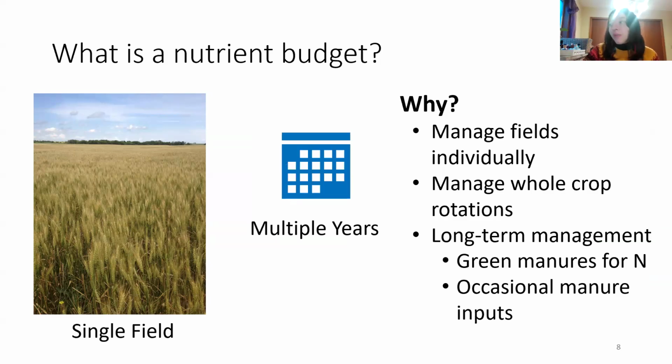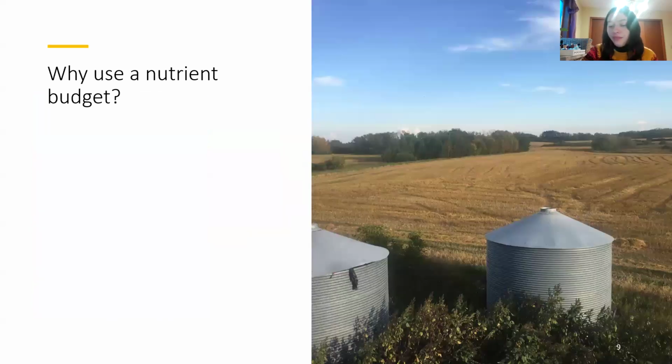And then long-term management: green manures for nitrogen and occasional manure inputs. If we're looking at our entire farm, we can strategically choose which field we want to put in what phase of a rotation. We can decide where our fields are, and maybe we want to cut one short and put it in green manure earlier if we're seeing a deficit.